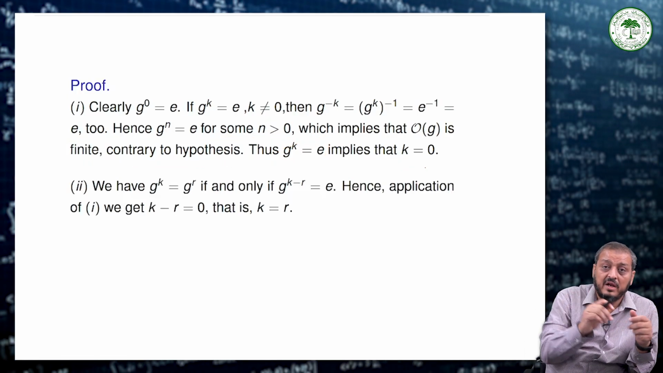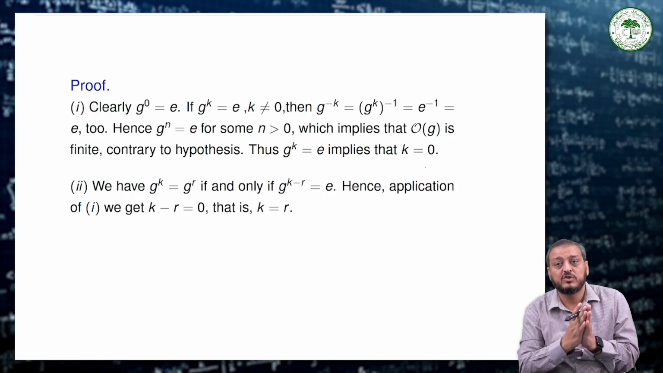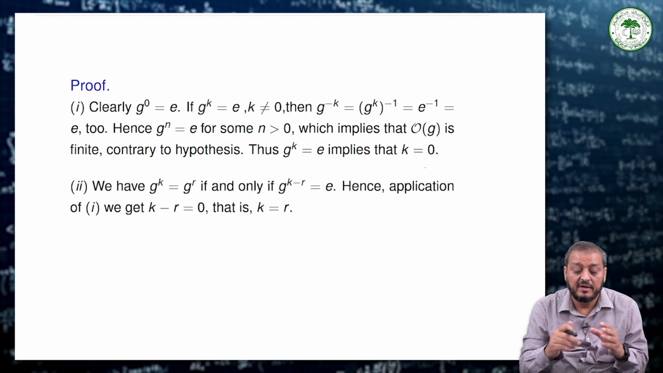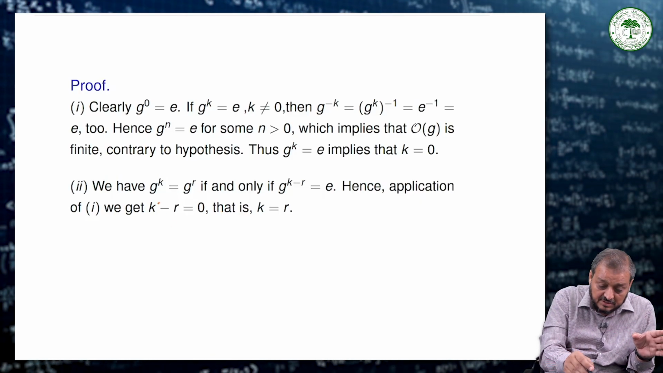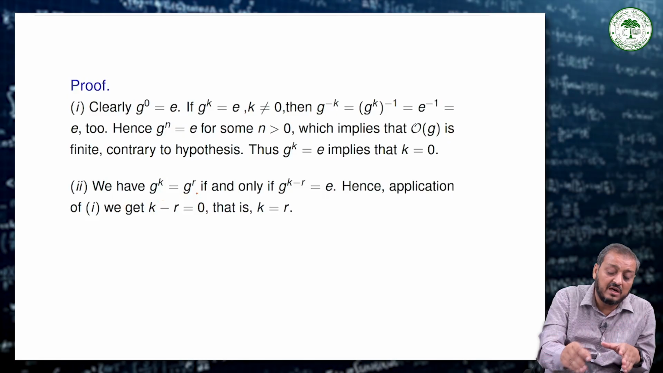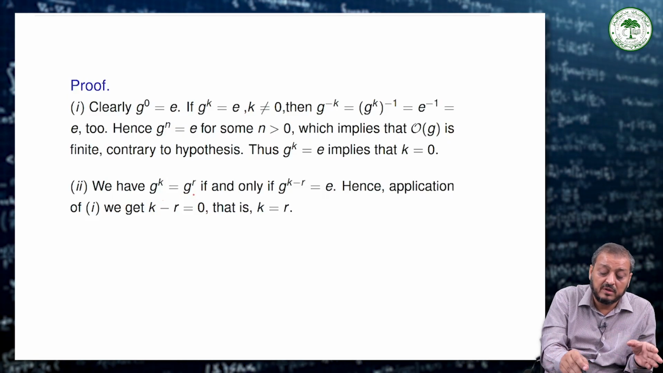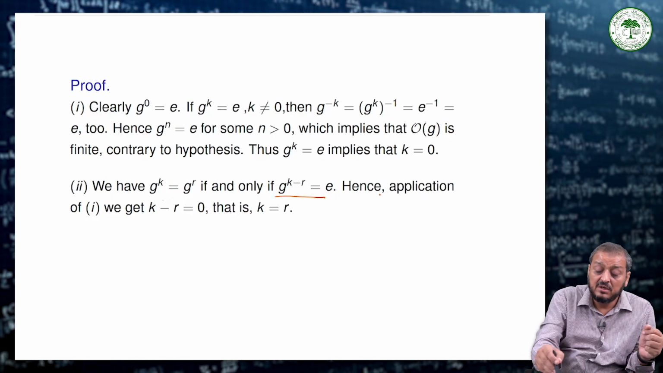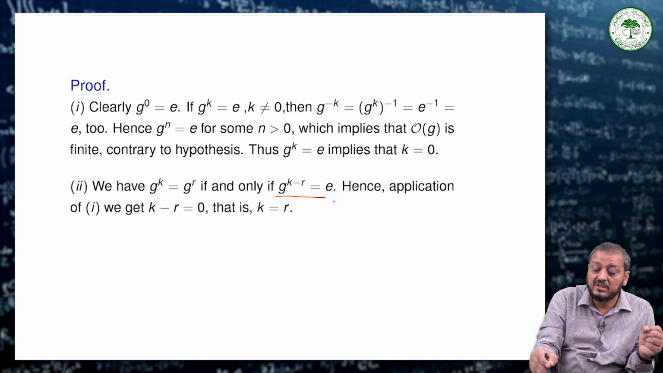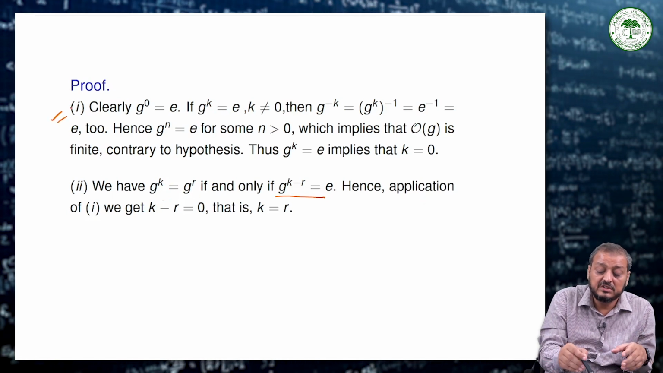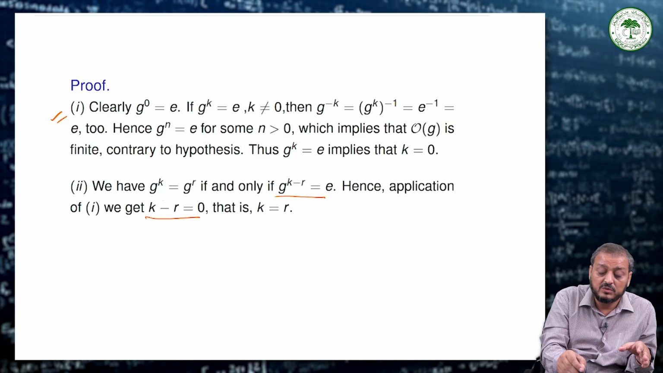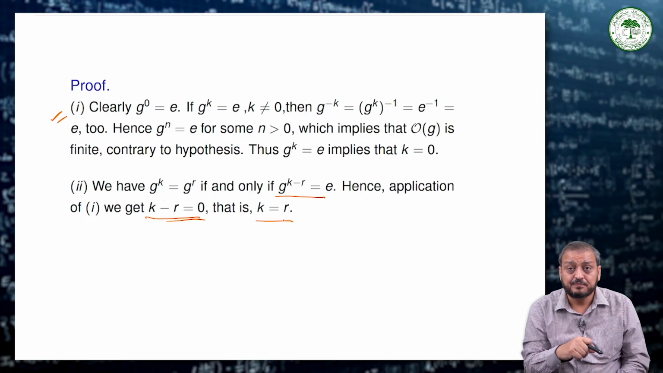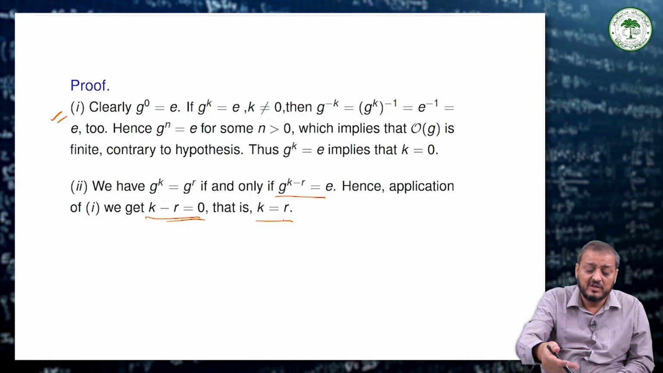Now the other part says that when g to the power k is equal to g to the power r, because g to the power k and r are elements of a group, g to the power k minus r is equal to identity. Hence, by the first result, we can say that k minus r is equal to 0. So that is k is equal to r. That is a trivial proof. So by using the first part we get this.